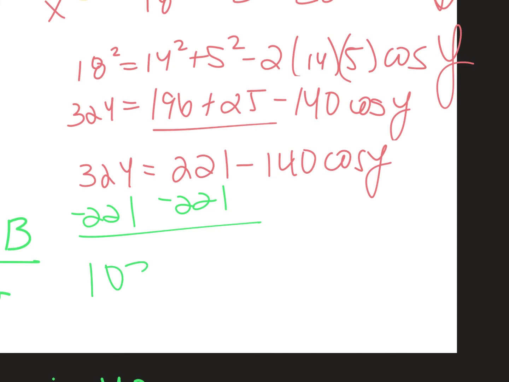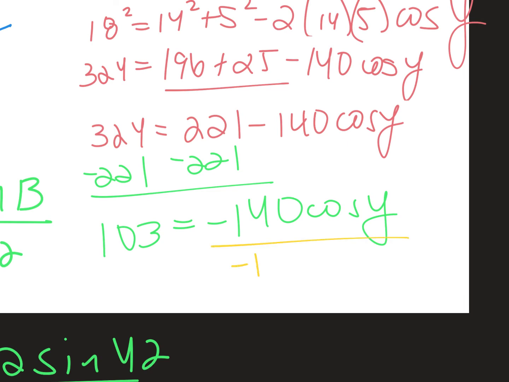So I get 103 equals negative 140 cosine y. Now what? Yes, divide by negative 140. Good. So I get the cosine of y is, what's 103 divided by negative 140? Negative 0.7357.